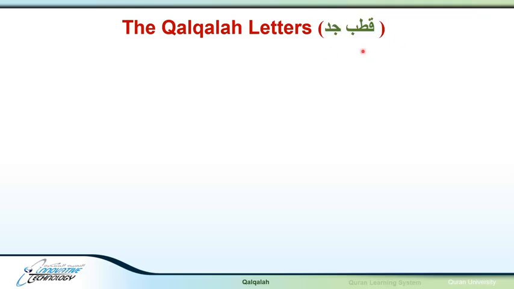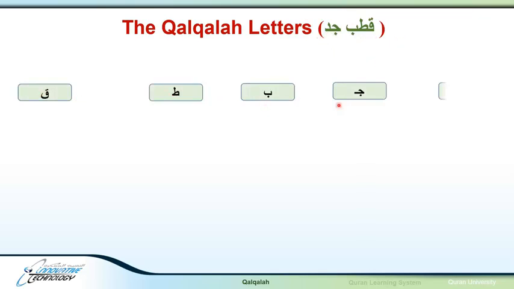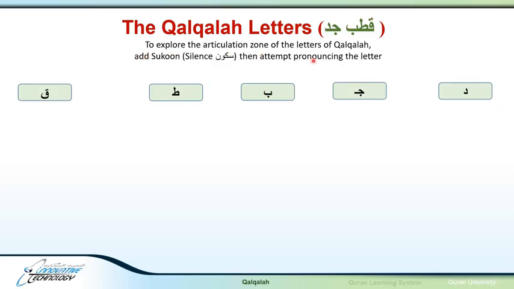Now we'll go through the Qalqalah letters quickly. As we said, they are combined in these 2 words, Qutbu Jad: Qaf, Ta, Ba, Jim, Dal. To explore the articulation zones of these letters of Qalqalah, we add a sukun, silence, then attempt to pronounce the letter. Let's start with the Qaf. What we're doing is adding sukun. We're going to say Iq, It, Ib, Ij, Id. And that will let us explore the articulation of each of those letters.